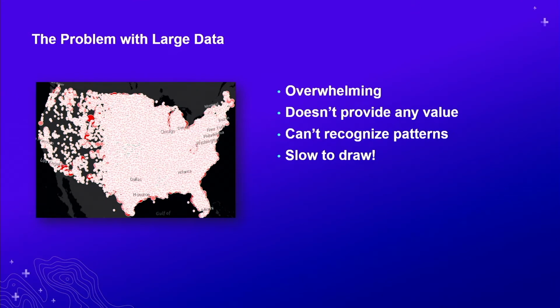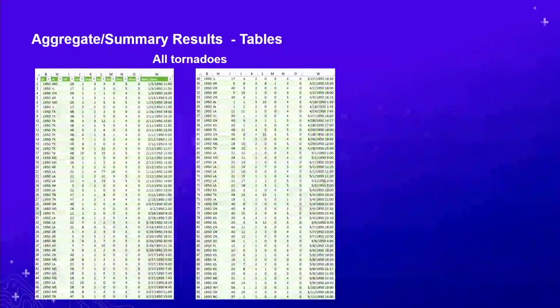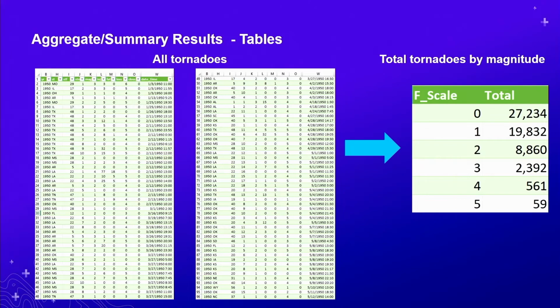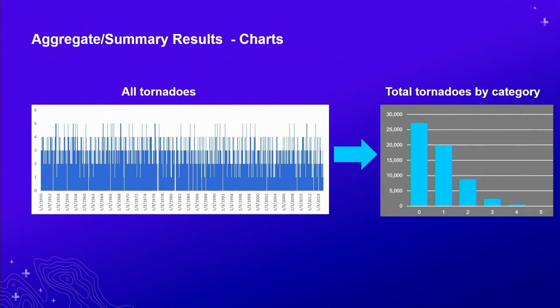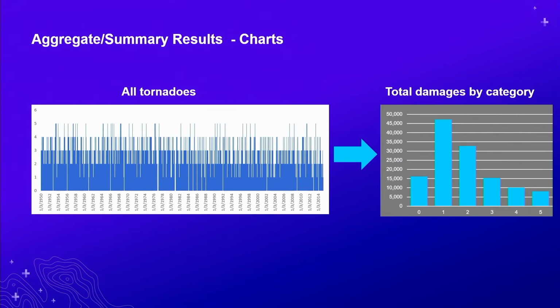So the problem with a large dataset is it's overwhelming. It does not provide any meaningful information. You cannot recognize any pattern or trend. And with a really large dataset, it will be slow to draw. So what do we do? Instead of looking at the raw data, we aggregate and see a summarization of the data. In this case, I want to see how many tornadoes we ever had for each category. I can represent them in a chart. We can get different answers as well, like in addition to the number of tornadoes for each category, we can see the total damages caused by each category of tornadoes.